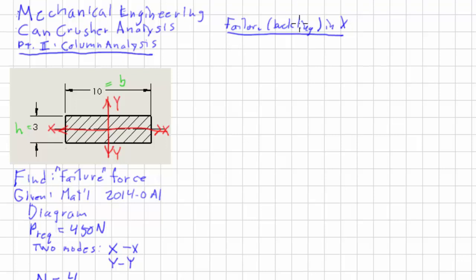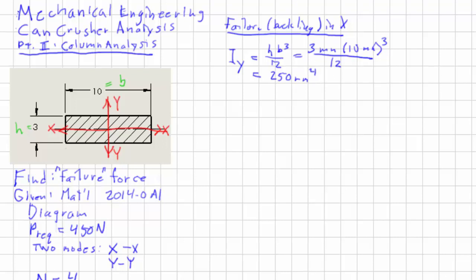If we're going to do failure in X, going back and forth in X, that means we're going back and forth across the Y. So we need to find IY. IY is going to be HB cubed over 12. H being 3 millimeters, B being 10 millimeters, cube that and divide all that by 12, and IY ends up as 250 millimeters to the fourth.